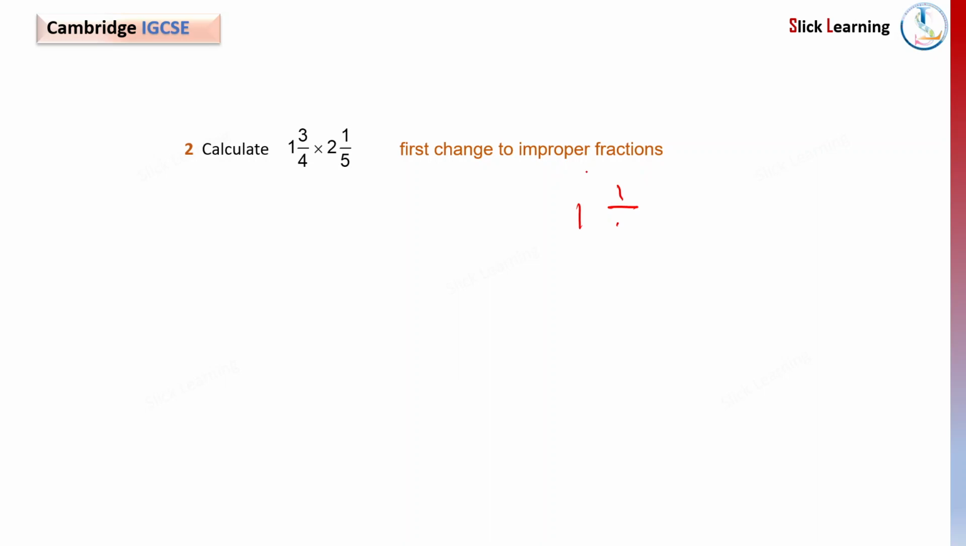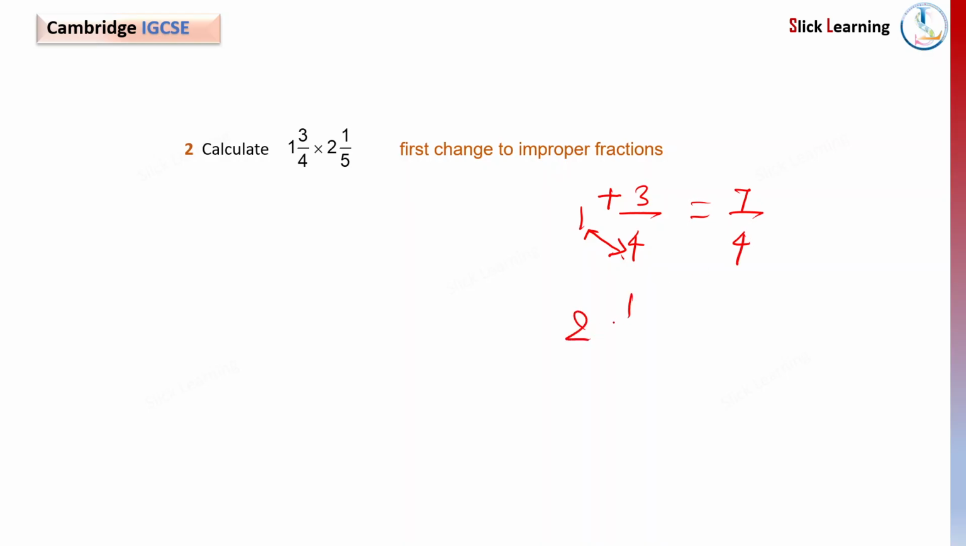Here we have 1 and 3 over 4. So we are going to multiply the denominator with the whole number, that is 1, and we will add the numerator. Means 4 times 1, that is 4, plus 3, it comes 7 over 4.